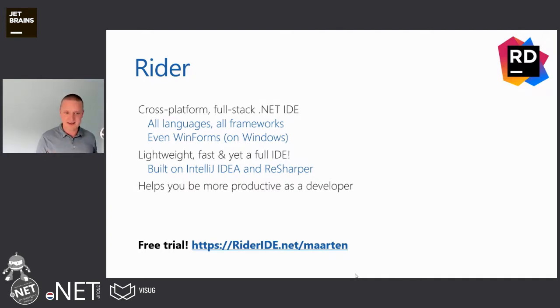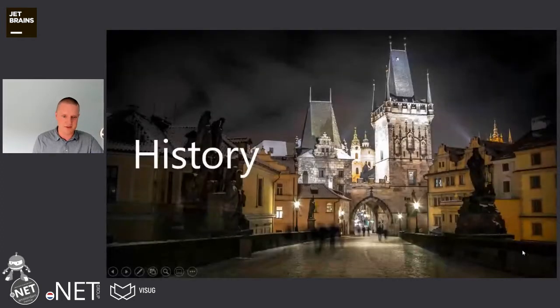It's fast, it's lightweight, and it's also a combination of two IDEs, namely IntelliJ IDEA, which is the JetBrains Java IDE. That's the front end that powers Rider. And ReSharper, which is the backend, so all of the C# and .NET code analysis that you will see is powered by ReSharper. And the idea of Rider is to be more productive as a developer and be able to do that cross-platform and have the same IDE on all of those platforms.